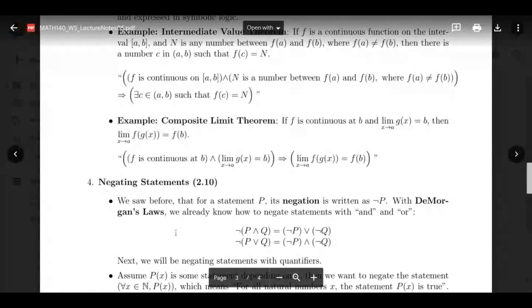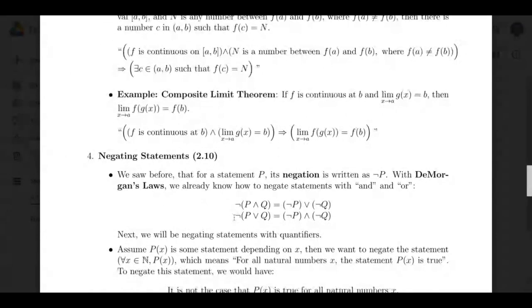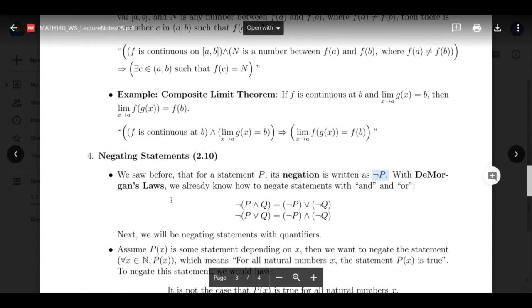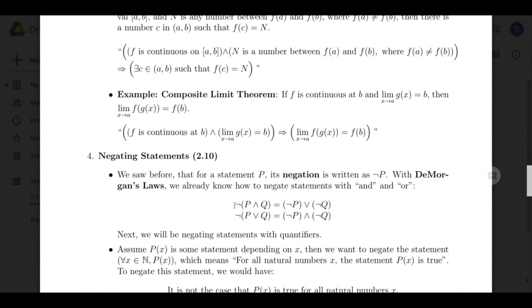So for negating statements, if we have a statement P and want to negate P, we use this symbol, not P. With De Morgan's laws, we have this kind of relationship. Not (P and Q) means not P or not Q. Not (P or Q) equals not P and not Q. Right? So this is called De Morgan's laws.